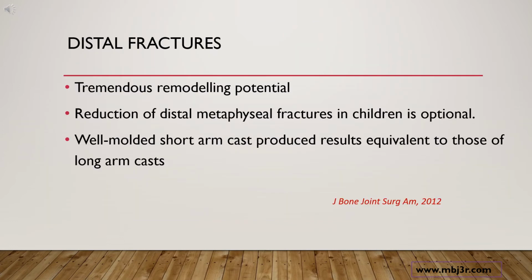Reduction of distal metaphyseal fractures in children is optional because it has a tremendous remodeling potential. A study of 51 children less than 10 years old who were treated with a splint and no reduction showed that after at least 1 year follow-up, the mean angulation was less than 5 degrees and all functional outcomes were excellent.